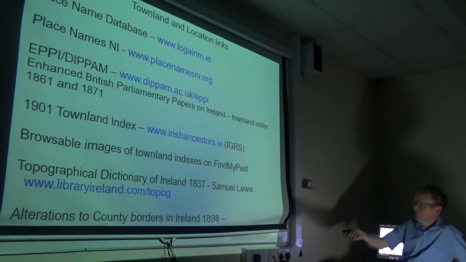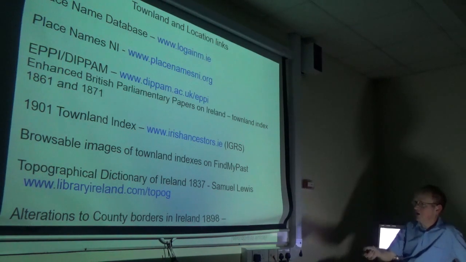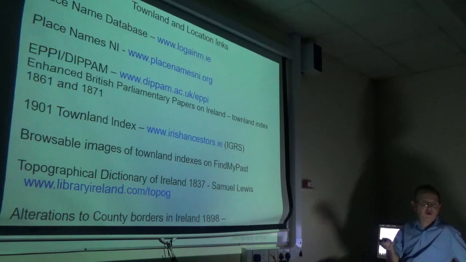Probably a vital resource, I think, and I end up looking at it all the time, is this guide, the Topographical Dictionary. I keep thinking that should say Directory, but it is Dictionary of Ireland 1837 by Samuel Lewis. And that's where it is, it's free on Library Ireland. He also did ones for England, Wales and Scotland.